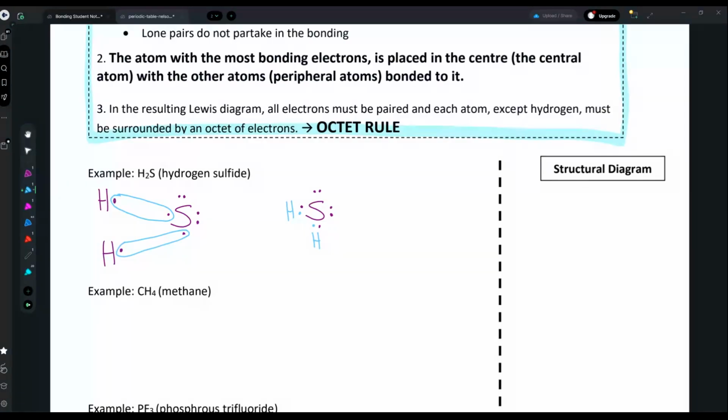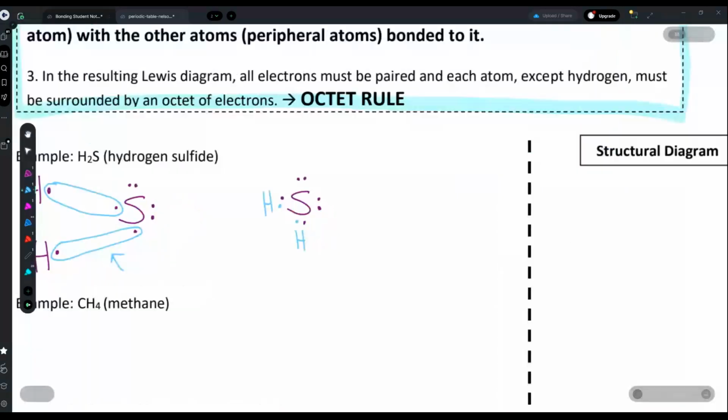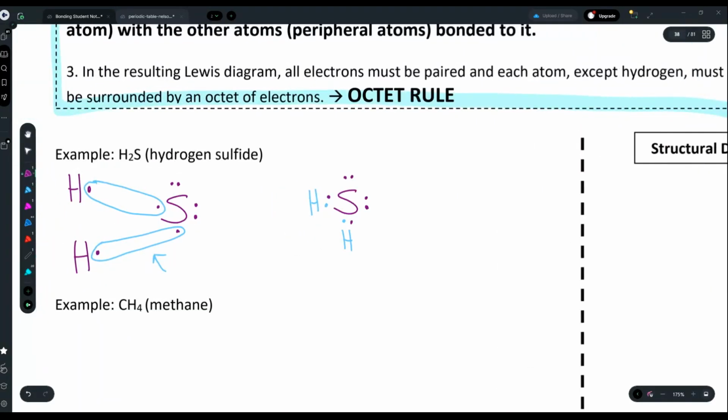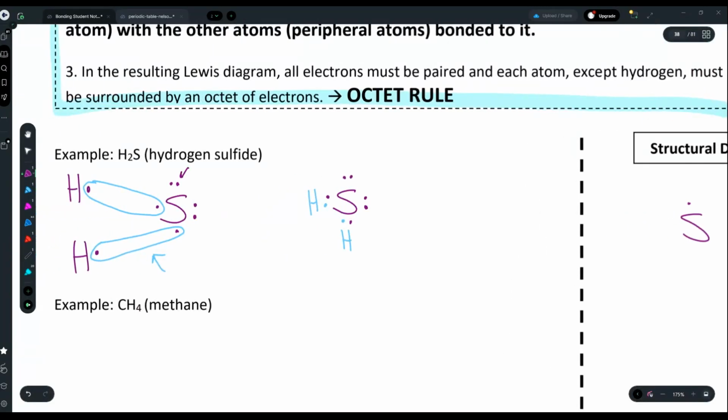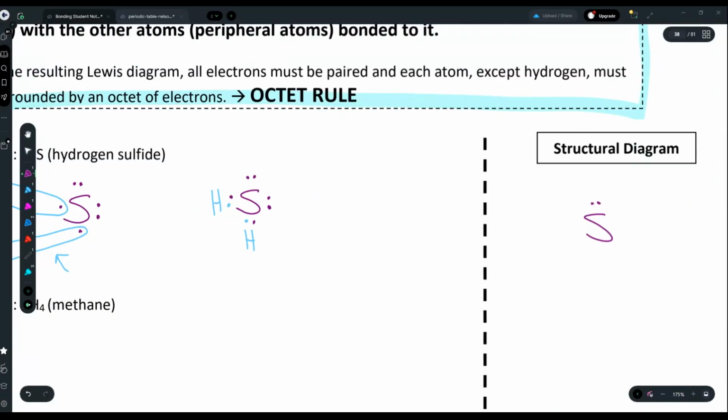Last but not least, for each of these compounds here, we're also going to be drawing the structural diagram. So essentially what that means, and it's kind of why I like doing the circles a bit better, is anytime you see a circle, that's going to get turned into a stick because it represents a bond. So how the structural diagram would work is I have sulfur, and I'm still going to represent the lone pairs where they are.